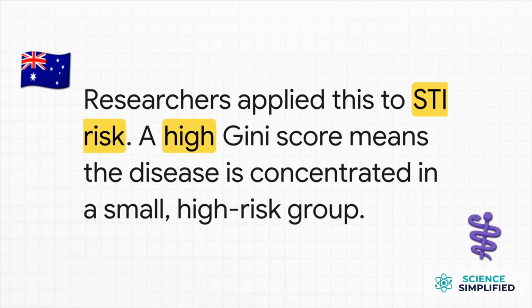Okay, now here is the brilliant leap. The researchers just swapped out cookies, or wealth, with infection risk. By calculating the Gini score for different STIs, they could suddenly see how these infections were actually distributed. A low score means the disease is spread out pretty evenly across the population, but a high score, that tells you the disease is packed tightly into a very small, very high-risk group of people.